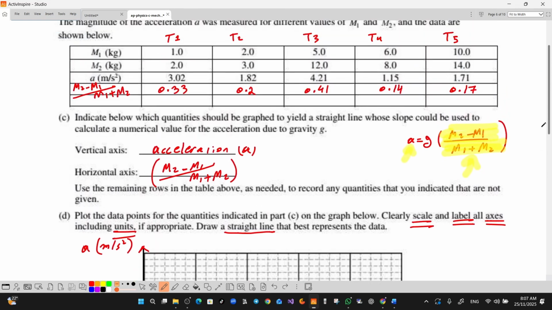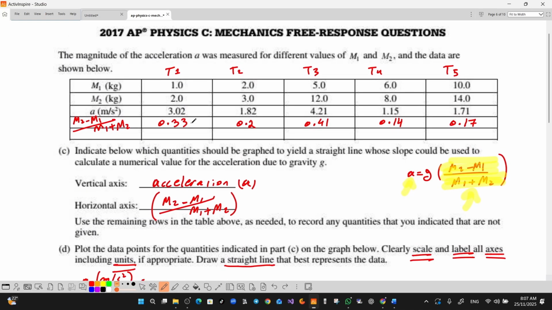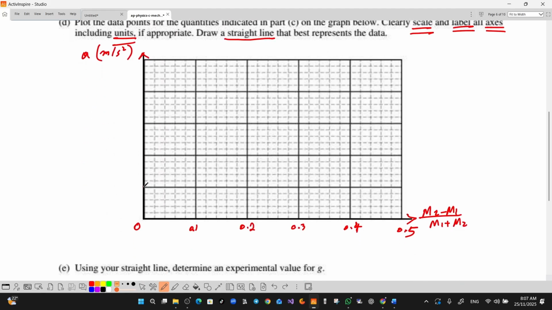Now for the vertical axis, as we can see here, the values range from 3.02, or sorry, let me see the values. The minimum value is 1.15, so we can say that the minimum is 1 and the maximum value is 4, so we can split our grid with steps of 1.